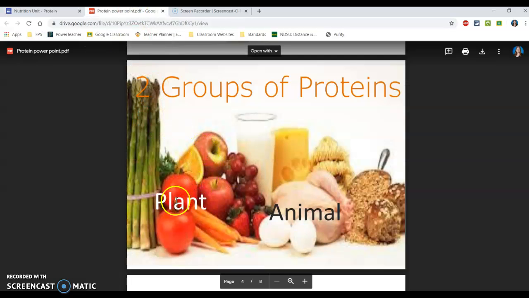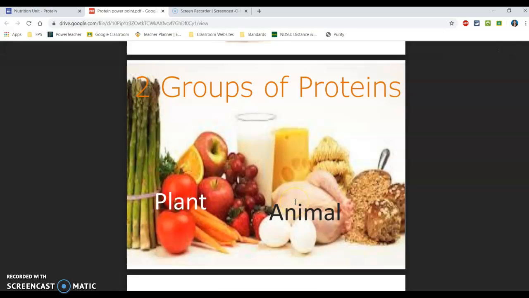You're going to write the words plant in one box and animal in the other box. So proteins are usually grouped into two groups, plant-based protein foods and animal-based protein foods. The plant-based protein foods are going to be like the peanuts and the almonds and the beans, whereas the animal-based protein foods are going to be like the chicken and the steak and the fish.